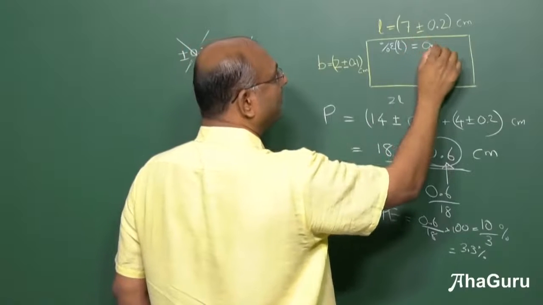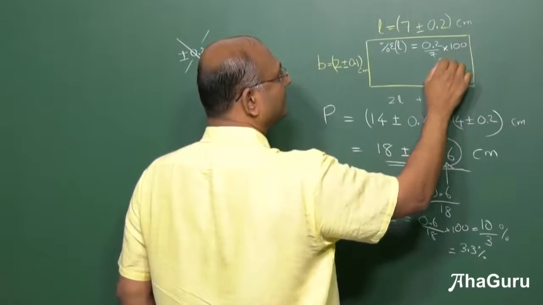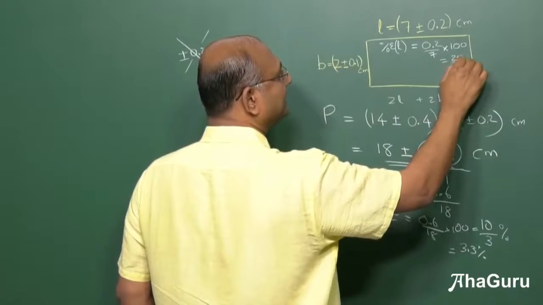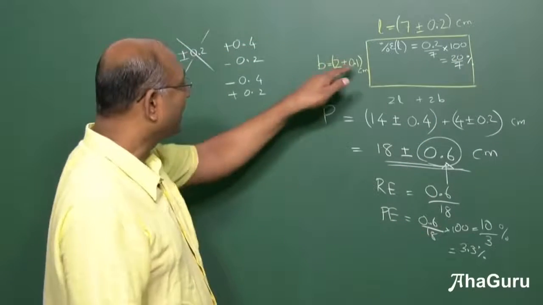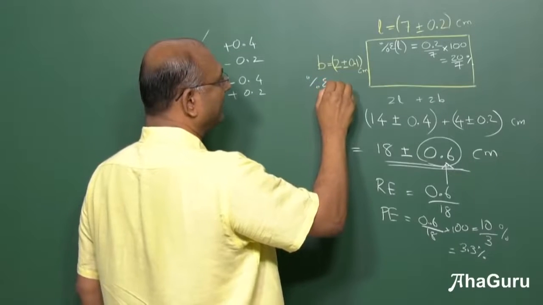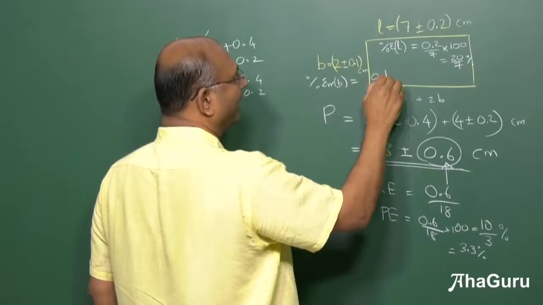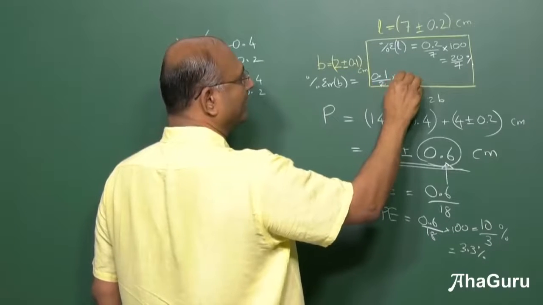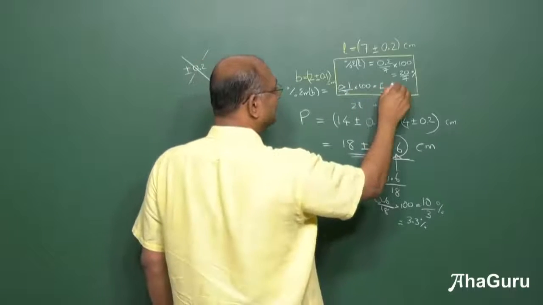It will be 0.2 by 7 into 100, which is 20 by 7%. Very different from 10 by 3. What about the percentage error of B? Percentage error of B is 0.1 by 2 into 100. So that is going to give me 10 by 2, 5% error.